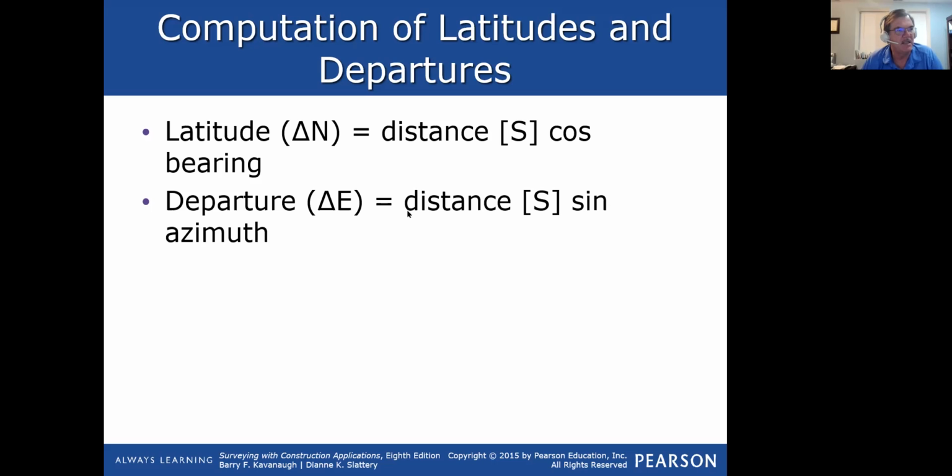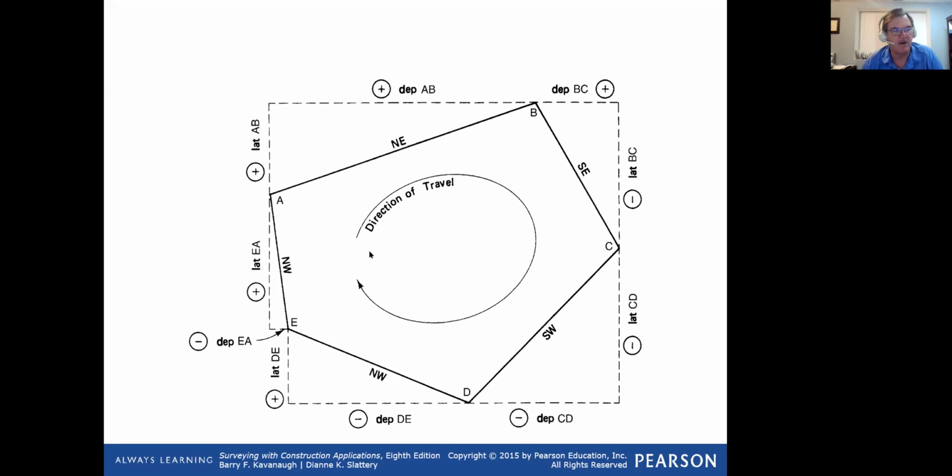Your latitude, again, is the difference from north to south. It's also called a northing, as we're going to see here in a little bit, and that's why this n is in place. So the delta n is determined by taking the distance measured and multiplying it by the cosine of the bearing that you're on. The departure, which is your easting, is done by taking the distance and multiplying it by the sine of the azimuth to come up with a different answer. And that's how far it is from east to west from the main meridian.